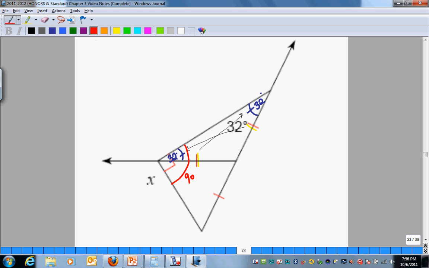Let's ask ourselves, what else can we do? Well, we can mark the 90 degrees because that's given by that right angle box. That means we can find this angle here by simply doing 90 minus 32, and we get 58 degrees here.